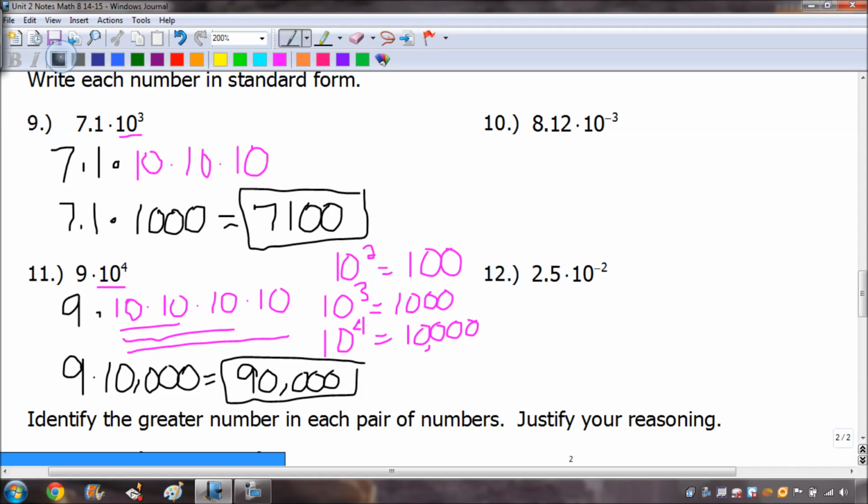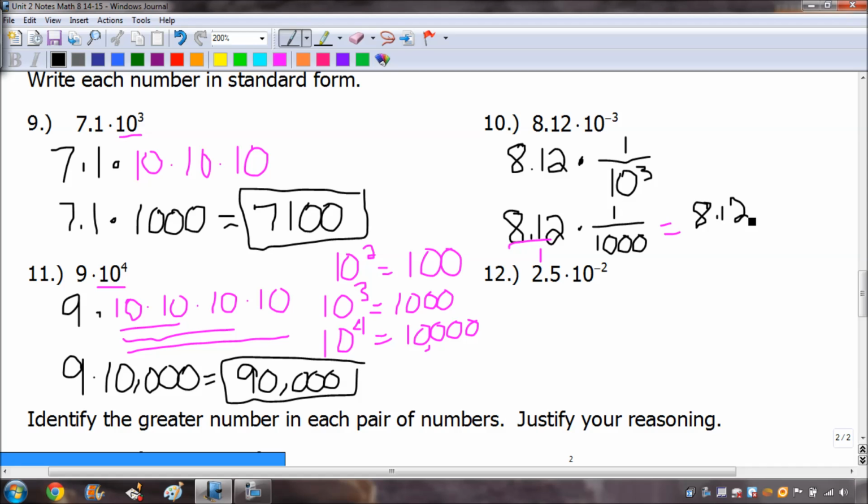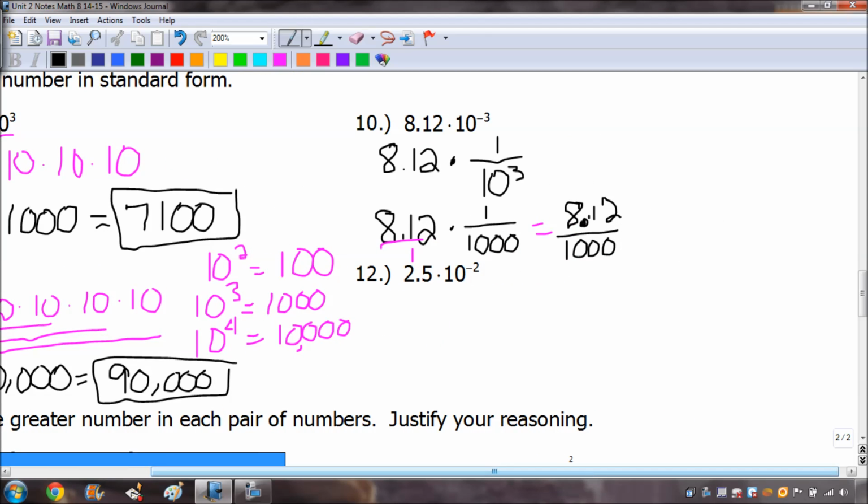Now let's look at number 10. Number 10 is a little bit trickier. In number 10, you have 8.12 times 10 to the negative third power. But remember, when you have a negative exponent, it means you have to do the reciprocal. So it's really 1 over 10 to the third power. So then I end up getting 8.12 times 1 over 1,000. And then I can technically put this over 1 so I can multiply my fractions together. So I end up getting 8.12 over 1,000. So this means that my answer is going to be 8 thousandths, plus another little bit added on to it.